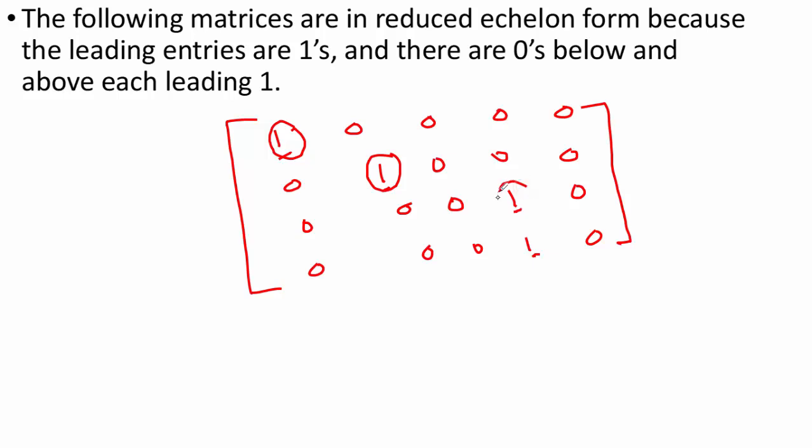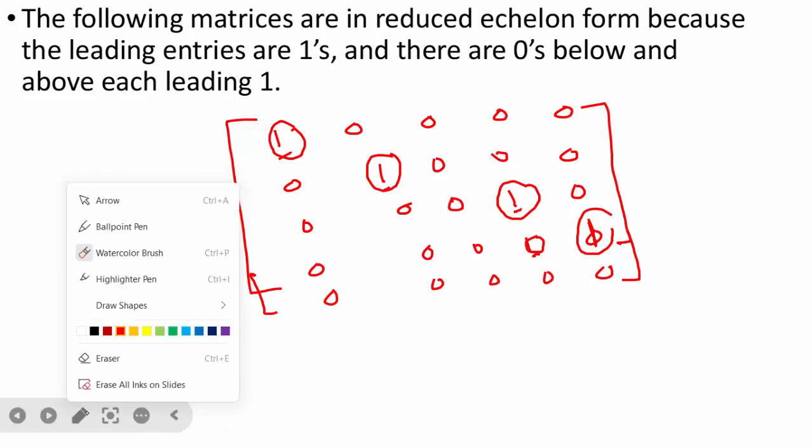Here, this is the leading entry of the third row. It is to the right of the previous one. And see, this leading entry of the lower row, fourth row, is to the right of the leading entry of the upper row, that is the third row. And if there is one more row called a zero row, then it is at the bottom. A zero row, that means a row containing all zeros, must be at the bottom of the matrix. Then this is the reduced row echelon form of the matrix.